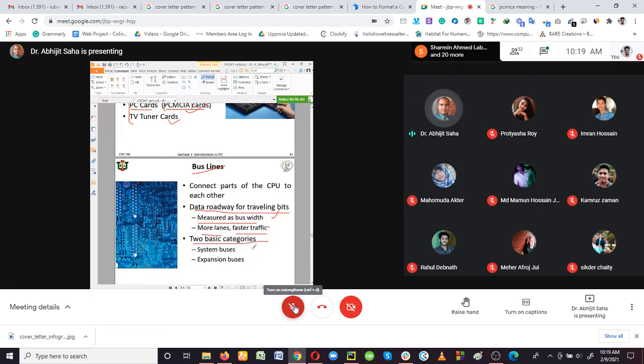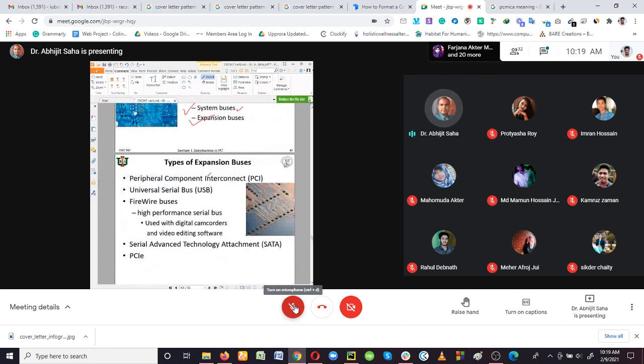There are two types of bus lines. The first is called the system buses. You have already seen the block diagram of the chipsets, where the system bus is on top of the chipset, the north bridge. There you have seen the communications between the CPU, memory, and the AGP slot, the graphics slot. These are known as the system bus, where most of the traffic in the computer system is. And then the expansion buses are there.